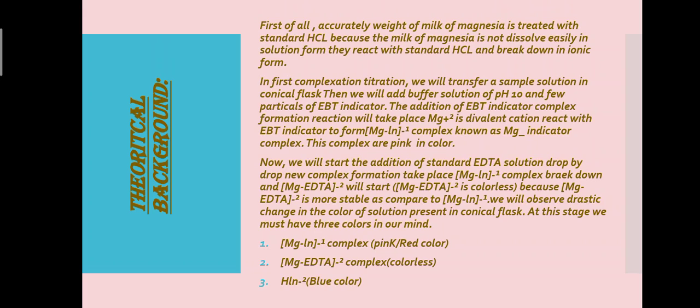In complexation titration, we will transfer a sample solution in a conical flask, then we will add buffer solution of pH 10 and a few particles of Eriochrome Black T indicator. With the addition of Eriochrome Black T indicator, a complex formation reaction will take place. Magnesium plus 2 is a divalent cation that reacts with Eriochrome Black T indicator to form the MgIn-1 complex, known as magnesium indicator complex. These complexes are pink in color.